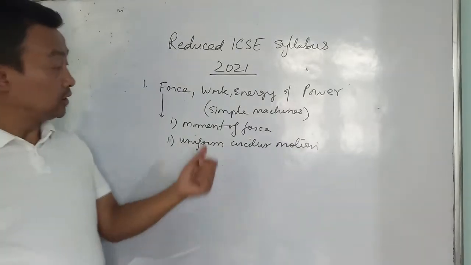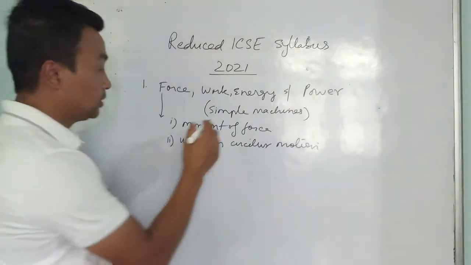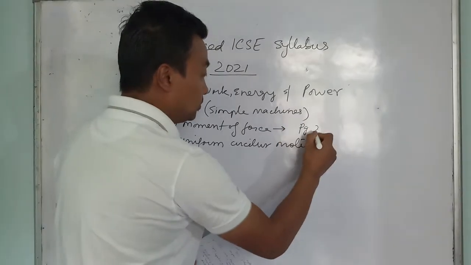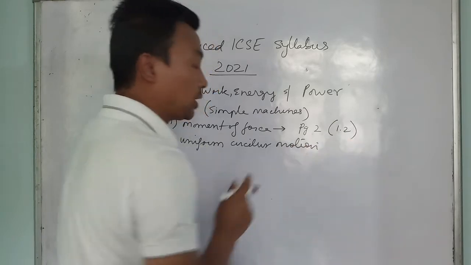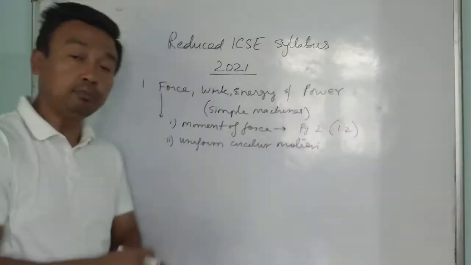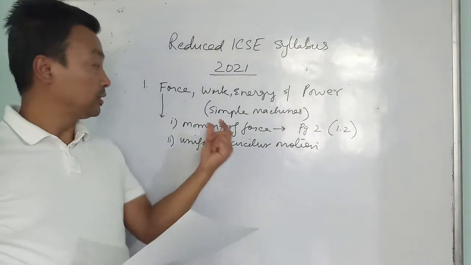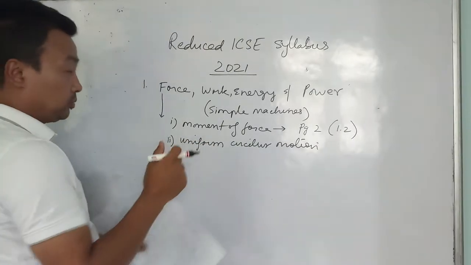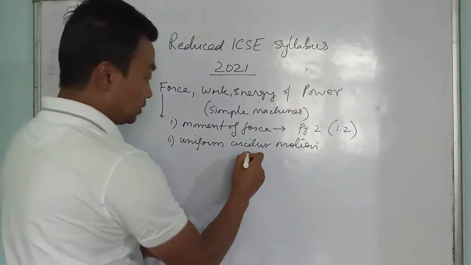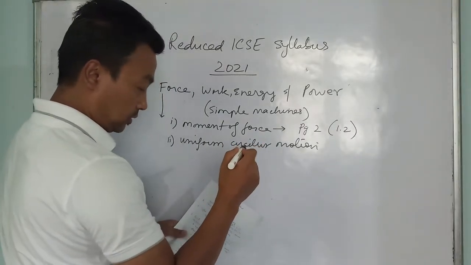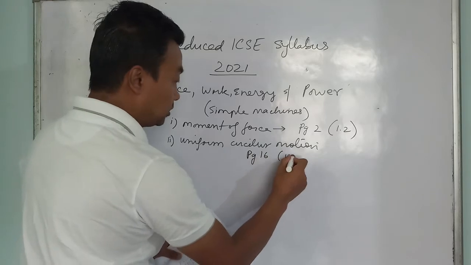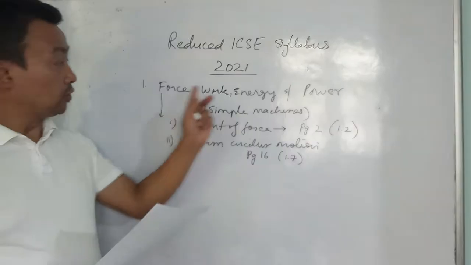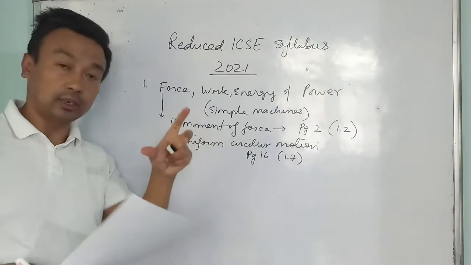For your easy reference, I'm just going to mention this. This moment of force is in page number 2, and you have to look at unit 1.2. There will be simple numericals also and some simple definitions on moment of force. Then uniform circular motion, which we have done, is in page number 16 and unit 1.7. So from the first chapter, only these two topics are taken.